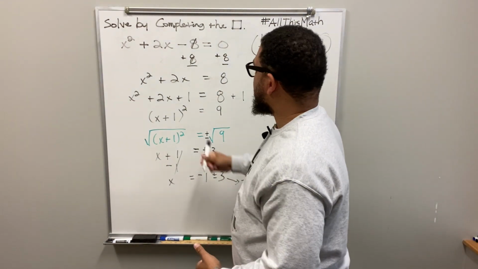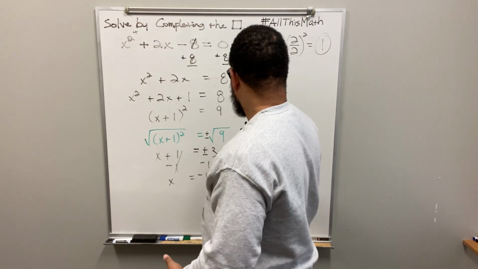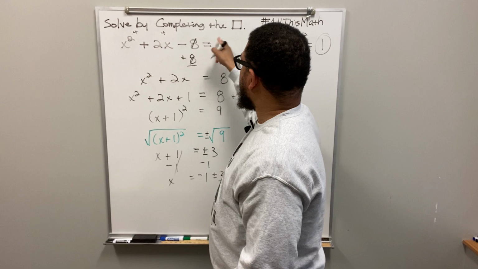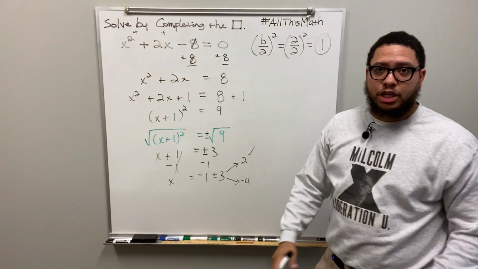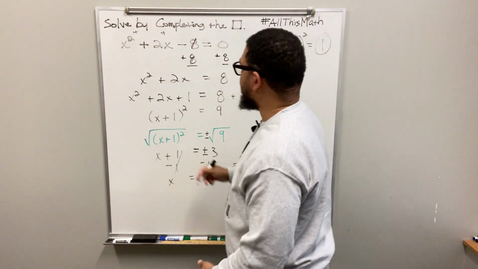All right? So what's going to happen? 2 squared is 4. 2 times 2 is 4. 4 plus 4 is 8. 8 minus 8 is 0. So that's proof that 2 is a solution. That's proof, right? We just proved it. All right, now negative 4.